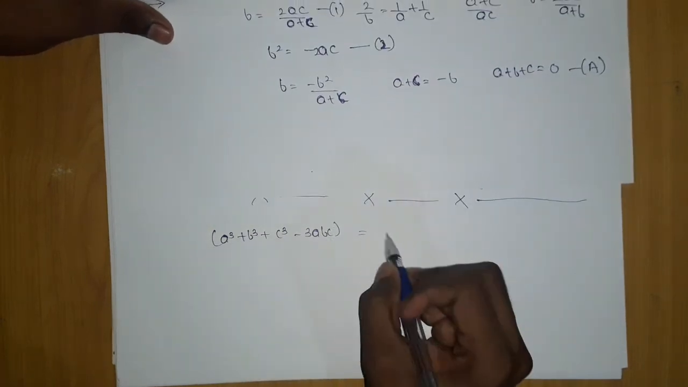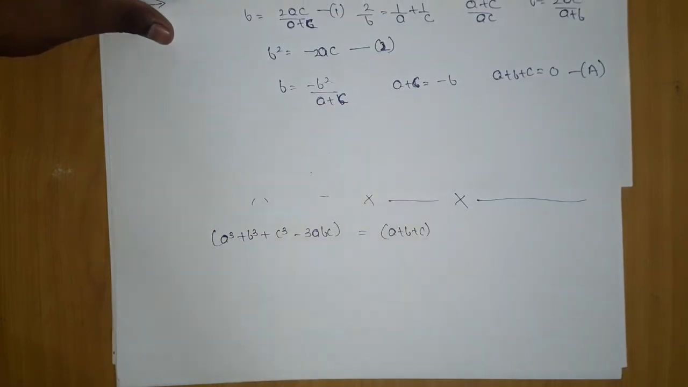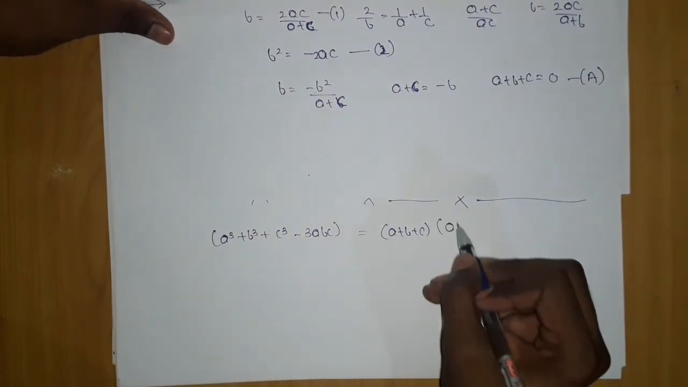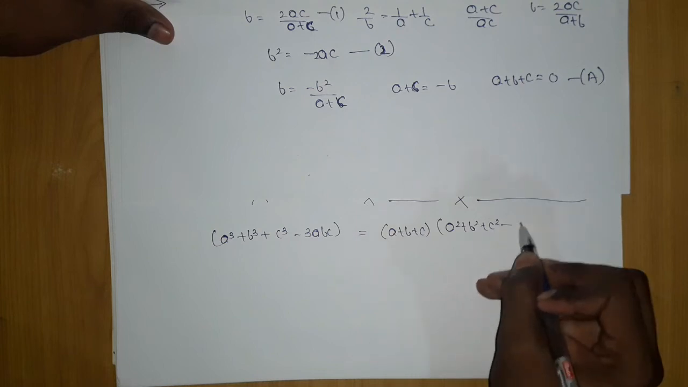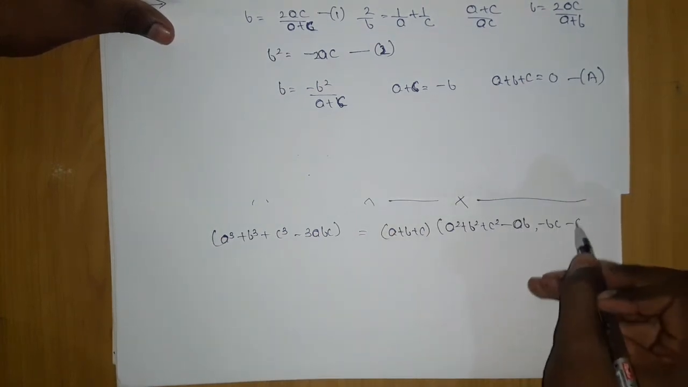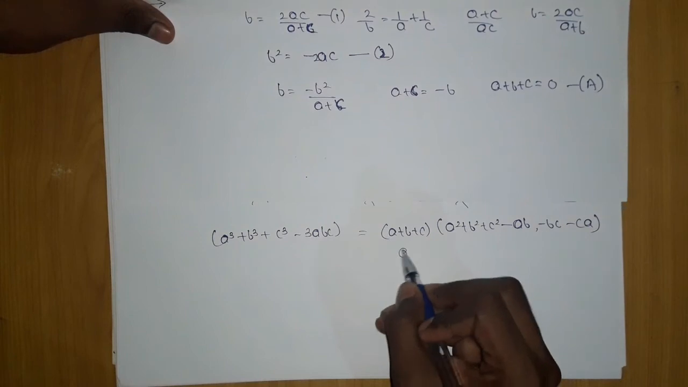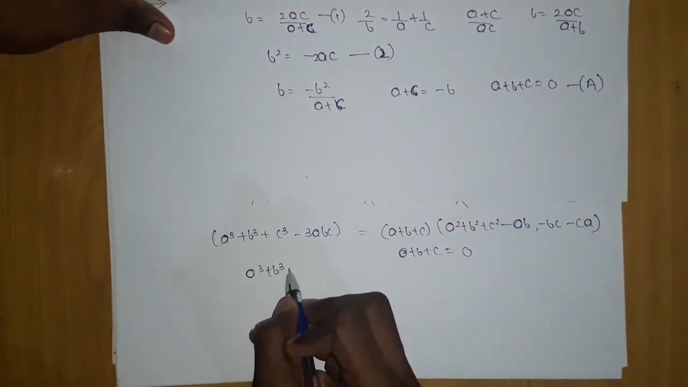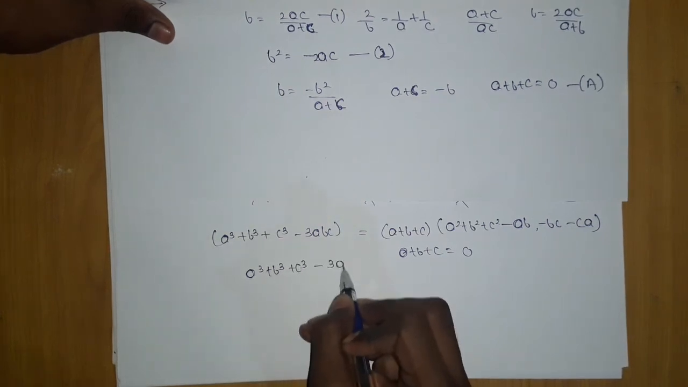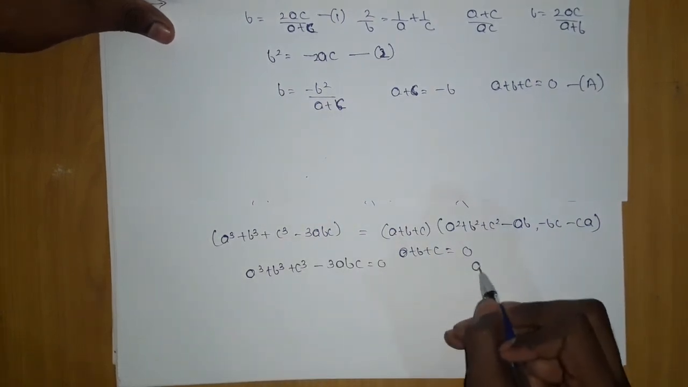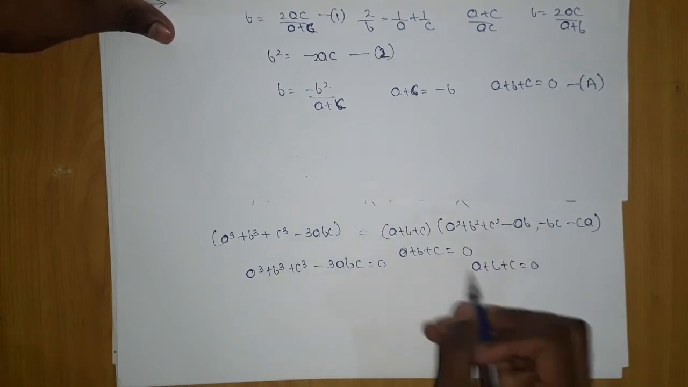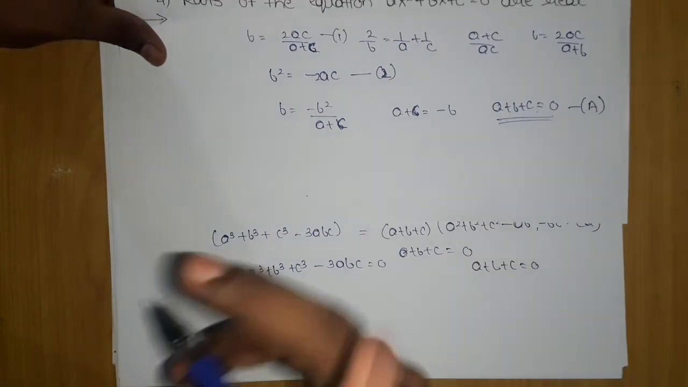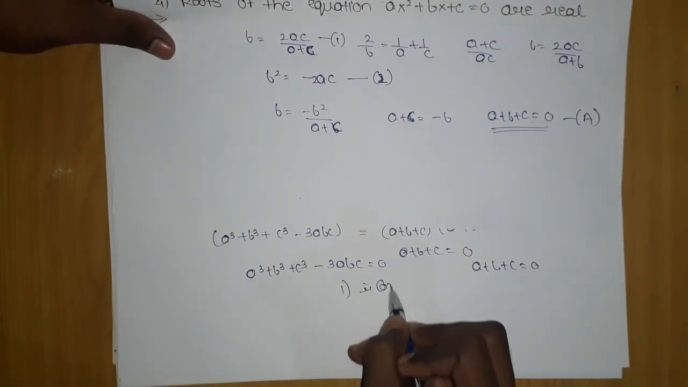This is a favorite topic, and they use this formula many times: a square plus b square plus c square minus ab minus bc minus ca. But wait a minute, a plus b plus c is equal to 0, then a cube plus b cube plus c cube minus 3abc is equal to 0. So it is true since we came from the solution only, so 1 is correct.